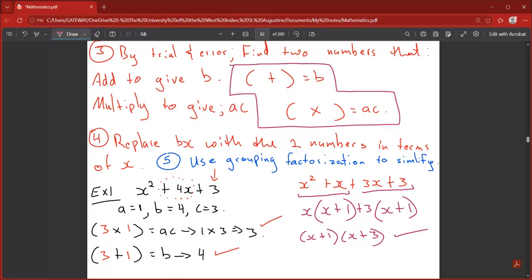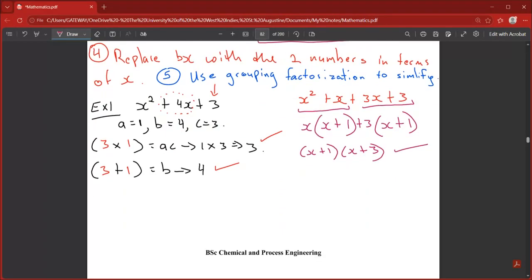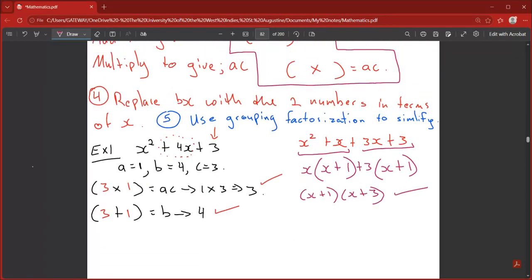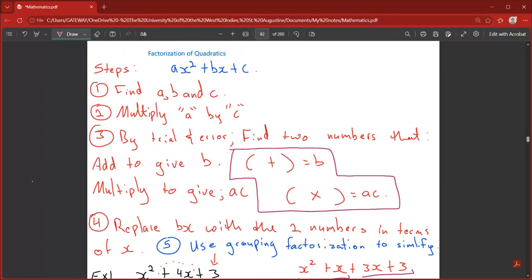Now it's pretty simple, right? You just have to practice using these steps. So we're going to apply these 5 steps now to some more questions. So I'll just do 2 more. I could probably display the steps and the question beside it.